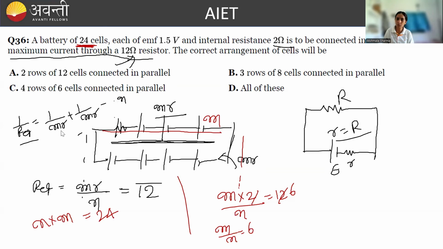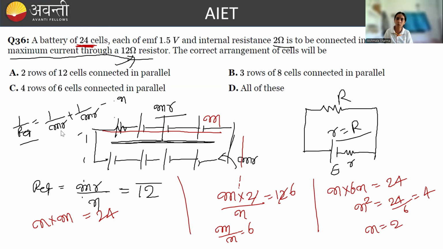Now N into M is 24. M can be written as 6N. So N into 6N is equal to 24. 6N square is 24. So N square will become this by this, that is 4. So N is equal to 2. If N is equal to 2, then M will be equal to how much? N is 2, then M is equal to 12.